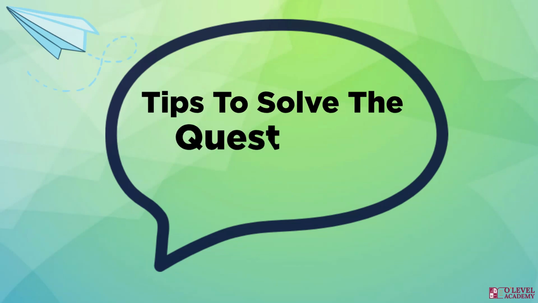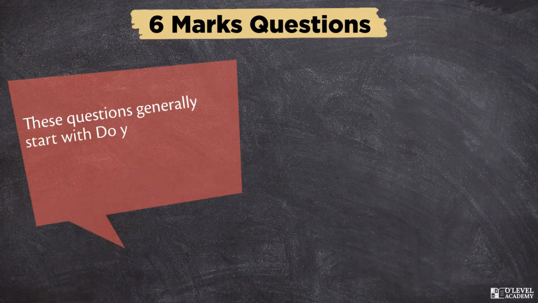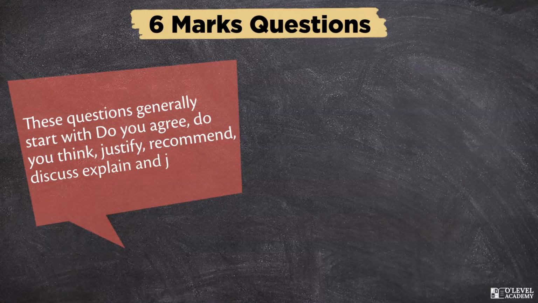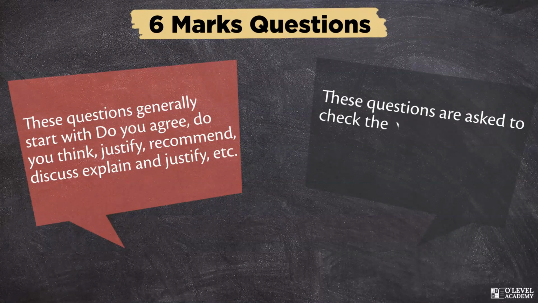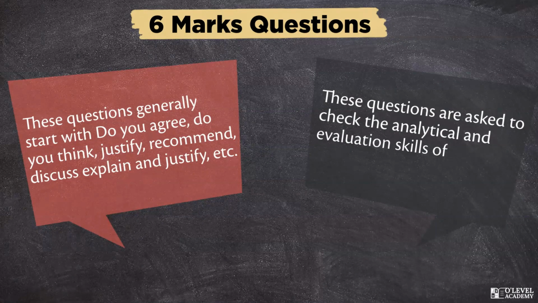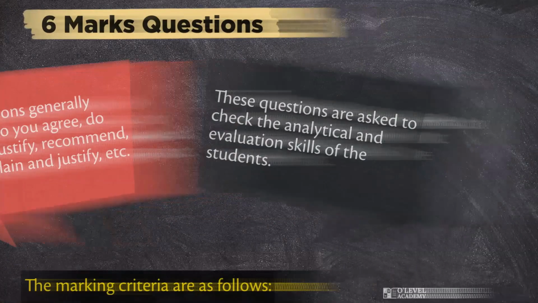Tips to solve the questions of Paper 1. 6 marks questions. These questions generally start with do you agree, do you think, justify, recommend, discuss, explain and justify, etc. These questions are asked to check the analytical and evaluation skills of the students. The marking criteria are as follows.